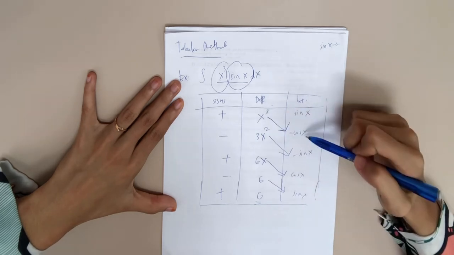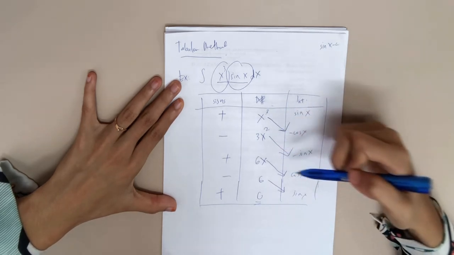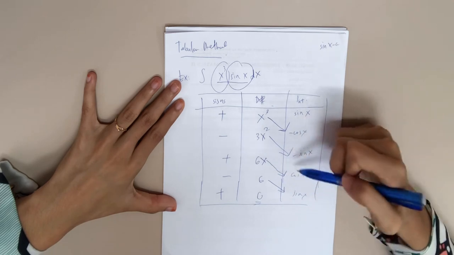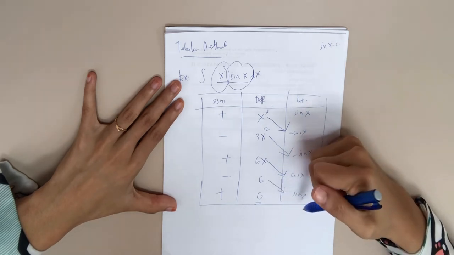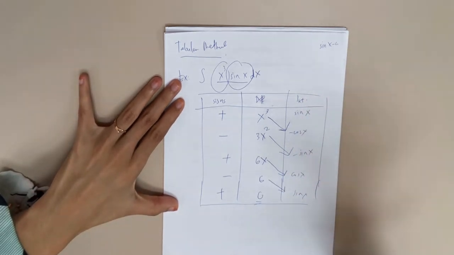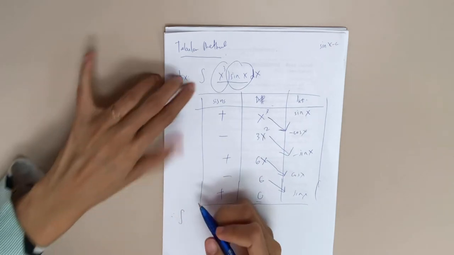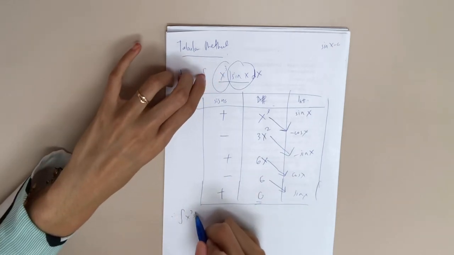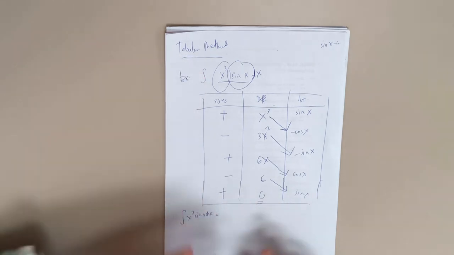So x cube we multiply with negative cos x. 3x square we multiply with negative sin x. 6x we multiply with cos x. 6 we multiply with sin x. Okay, done. Settle. So this is your question just now, right? x cube sin x dx. And this will be your answer.